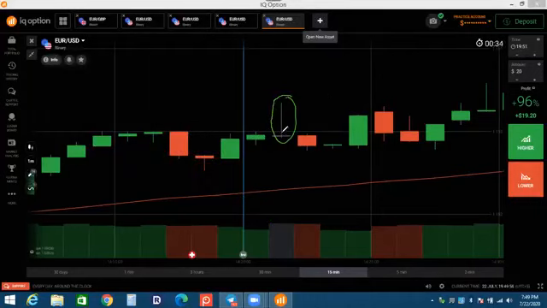But now buyers failed to make a green candle. When buyers fail to make a green candle, then the seller candle appears here. Okay? This doji is a buyer's candle, because buyers are trying to break this level, and it's too weak.